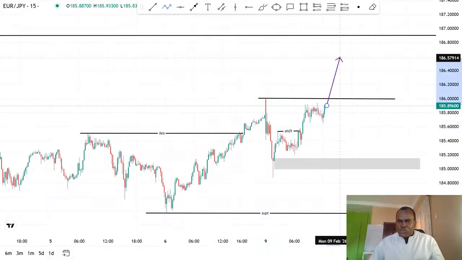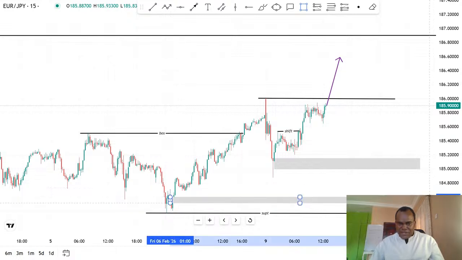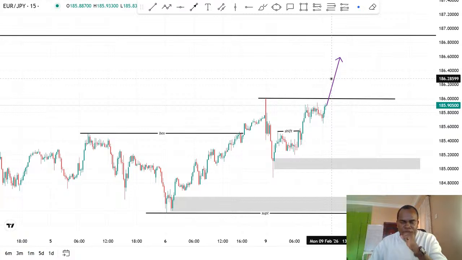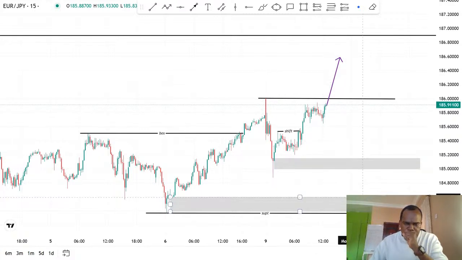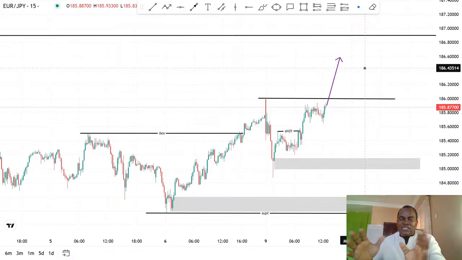Might come down here. Let me just give an outline of what that will look like. Might come down into, because this low here is protected, this level here, right? And then we'll buy. So we're watching to see what happens. If it breaks this high, we have a new structure. If it doesn't, then it might come down into this low here and take us up.